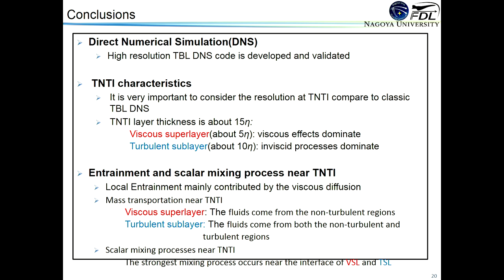For the entrainment and the scalar mixing process, the local entrainment is mainly contributed by the viscous diffusion. And in the viscous superlayer, the fluids come from the low turbulent region, and in the turbulent sublayer, the fluids come from both the turbulent and low turbulent regions. For the scalar mixing process, the strongest mixing occurs near the interface of the viscous superlayer and the turbulent sublayer. Okay, that's all.